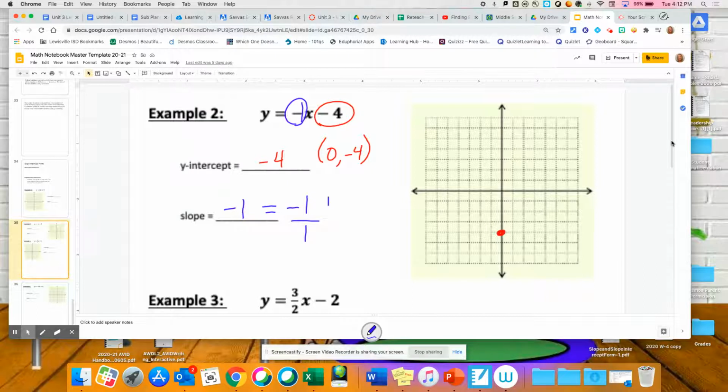So that means I would drop 1 and go to the right 1. So from our point, I drop 1, go to the right 1, and I put a point. I drop 1, go to the right 1, put a point. Drop 1, go to the right 1, put a point. And when I connect the dots, I've got my line.